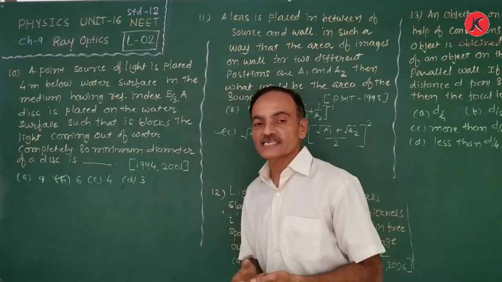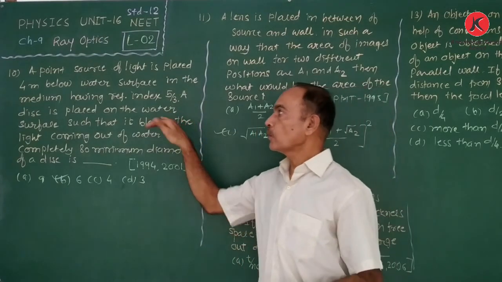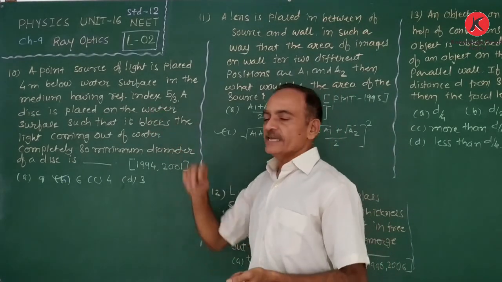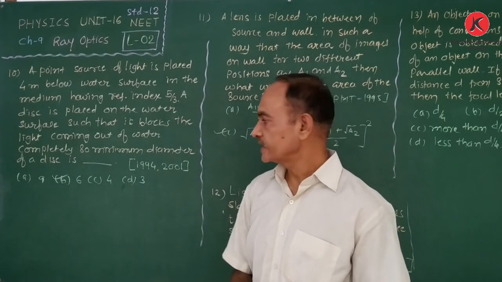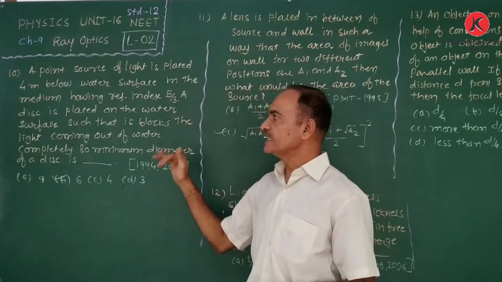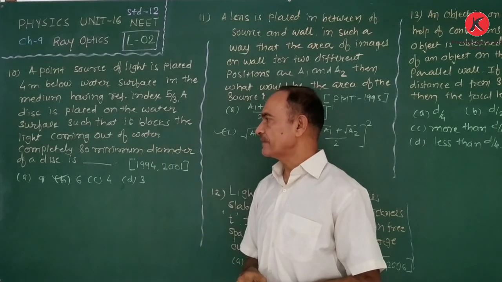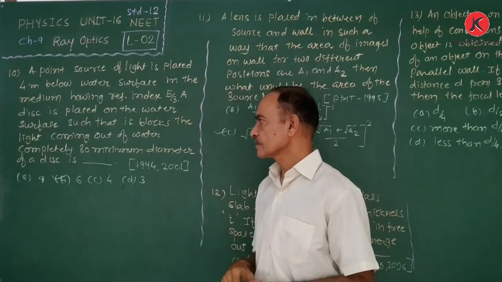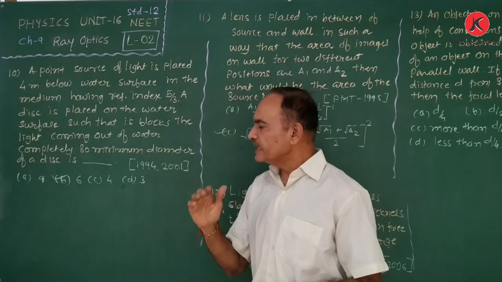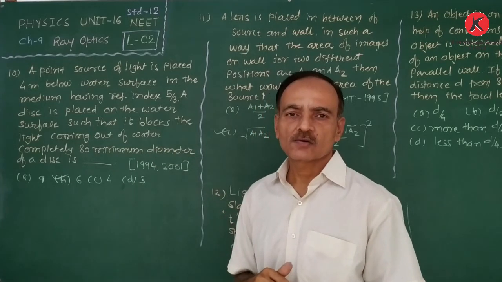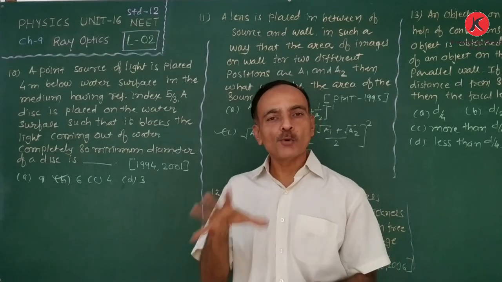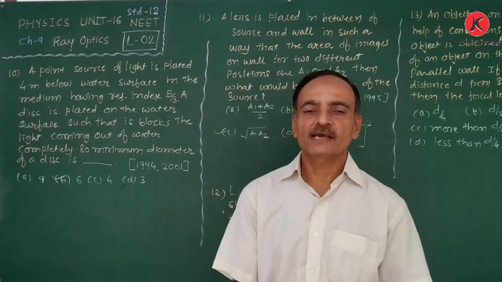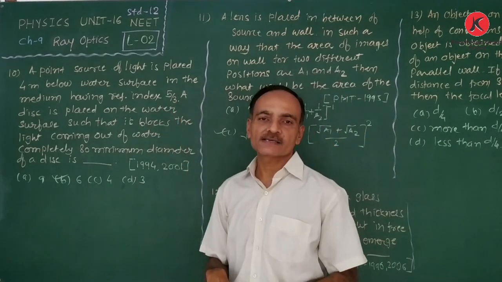A point source of light is placed in the water 4 meters below the surface of the water. The refractive index of the water is given as 5 by 3, and a disk is placed on the water surface such that it blocks the light coming out from the water completely. So the minimum diameter of the disk required to block the light coming out from the source, which is inside the water having refractive index 5 by 3.